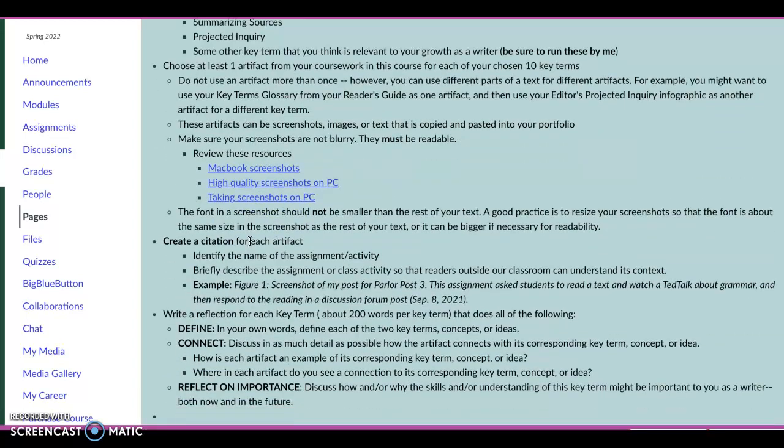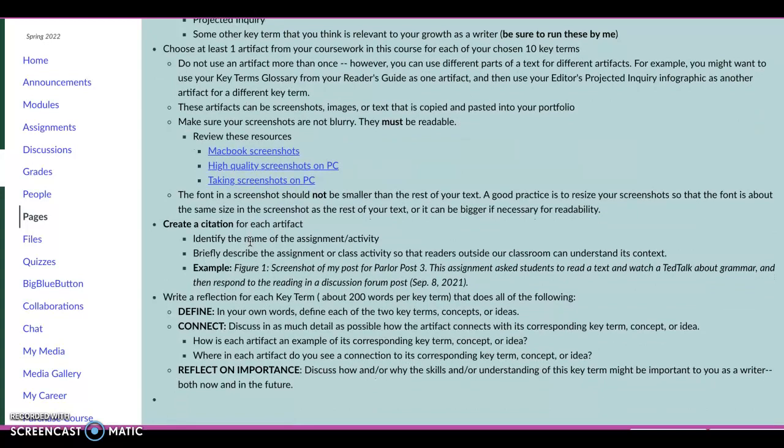That's probably easiest for a reader to make their way through. And remember, you're always thinking about what's easiest for your audience. For each citation, you need to have a... it's not a citation. For each artifact, you need to create a citation where you do these two things.